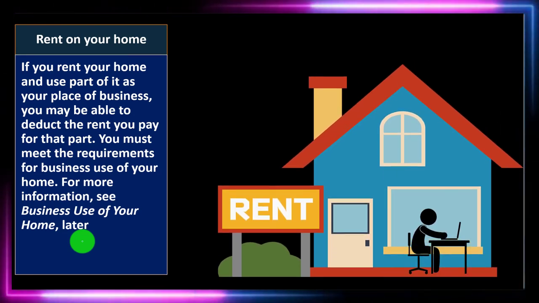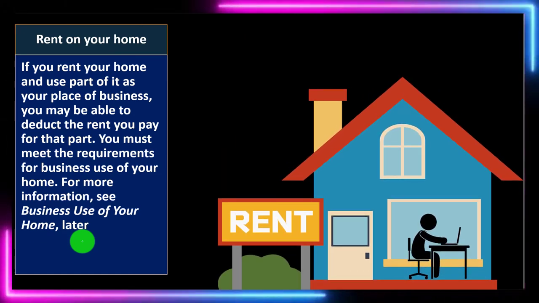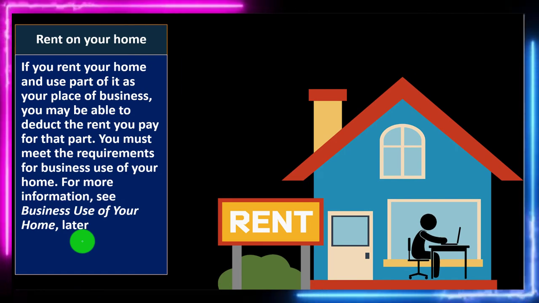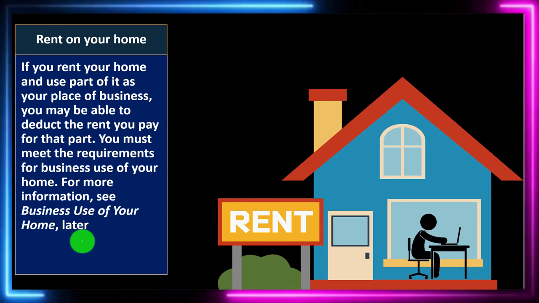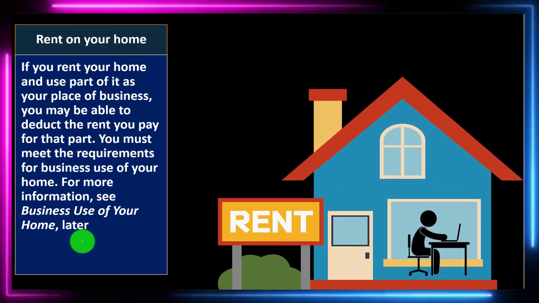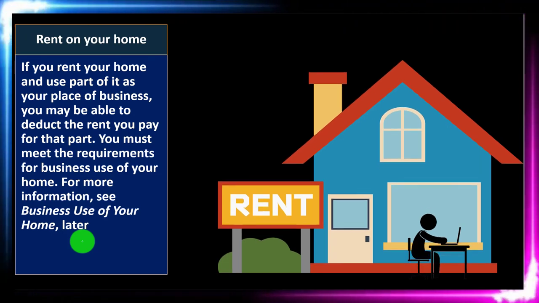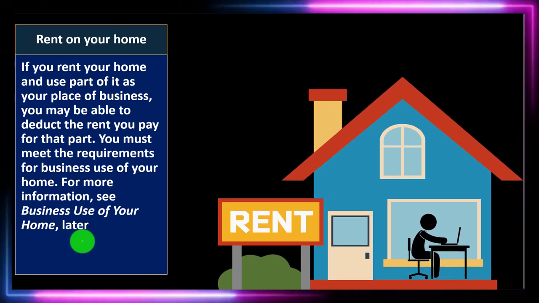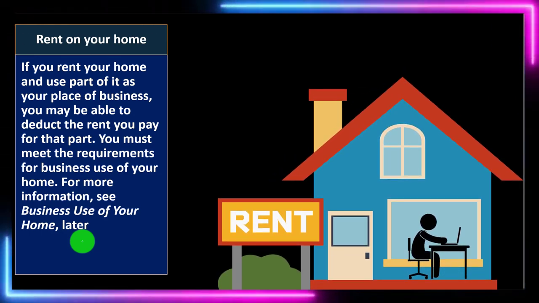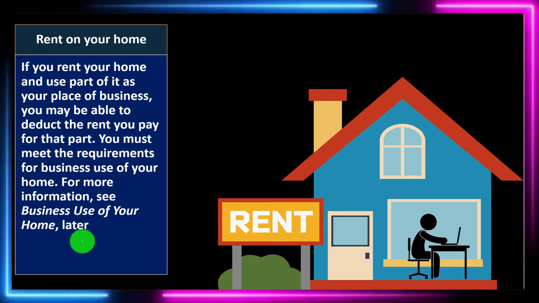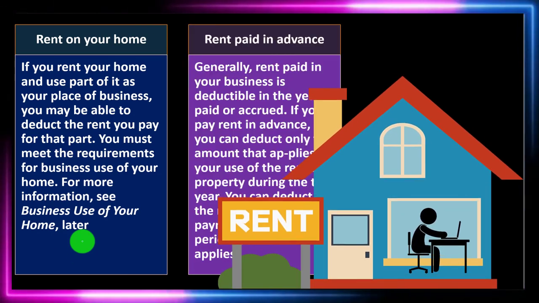If it was your home and you purchased it, then you're talking interest that you could possibly deduct, mortgage interest on the Schedule C and possibly also the rest of it on Schedule A. But if you're a renter, then you might not be able to deduct any other place, but maybe you could get the business use of the home rental deduction on the Schedule C for the office portion. So you may be able to deduct the rent you pay for that part. You must meet the requirements for business use of your home. For more information, you could see business use of your home later.